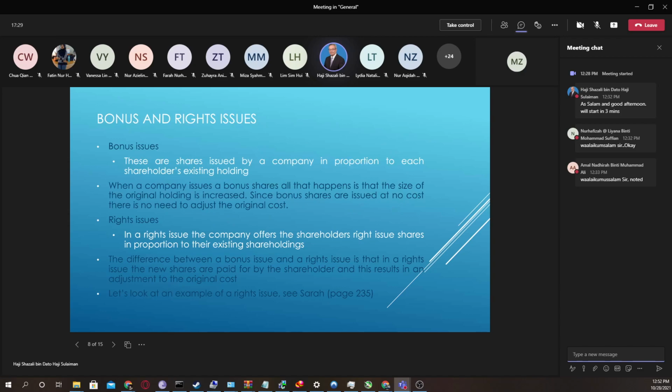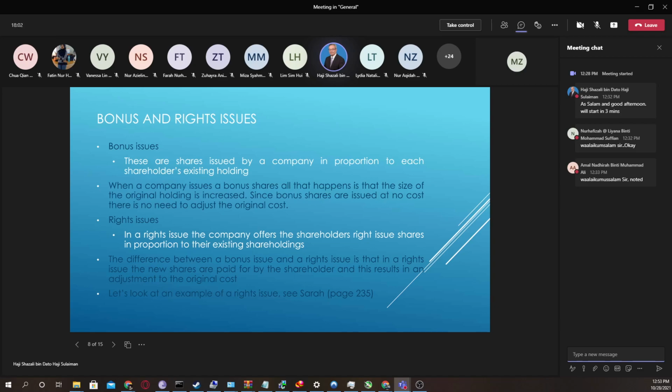Okay, there's no trick to what a bonus and a rights issue is. So what are bonus shares? Bonus shares are basically what the name suggests. These are shares issued by a company in proportion to each shareholder's existing holding. So if you have 1,000 shares in BIBD and BIBD decides to give bonus shares of 1:1, that means you'll be given free shares of 1,000 shares at 0 cost.